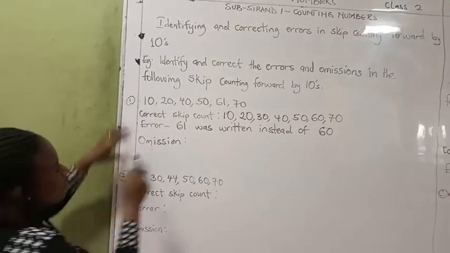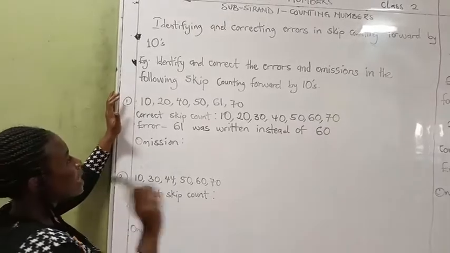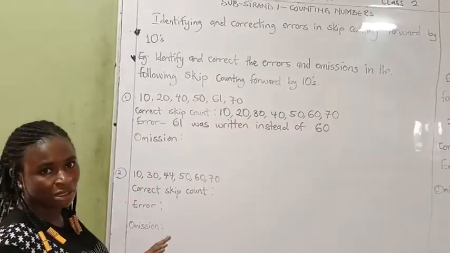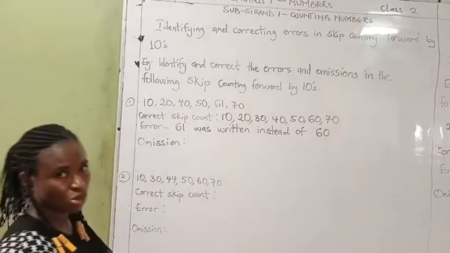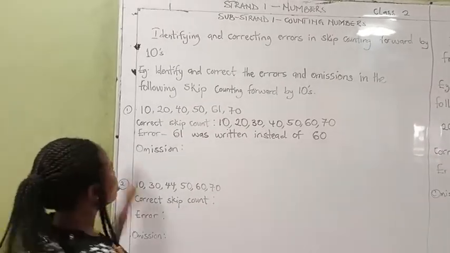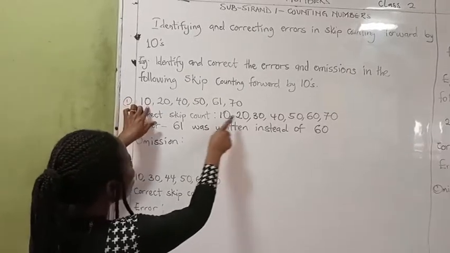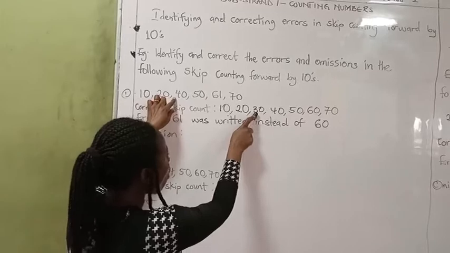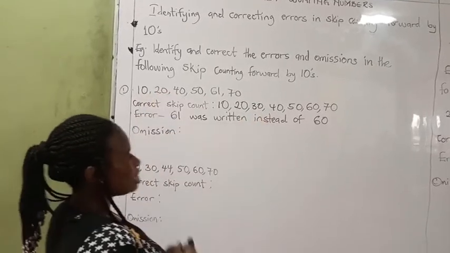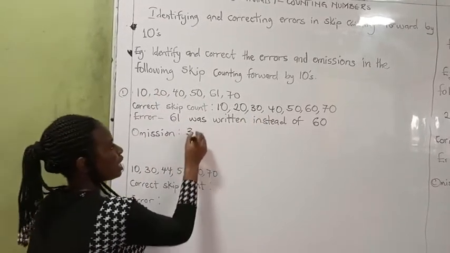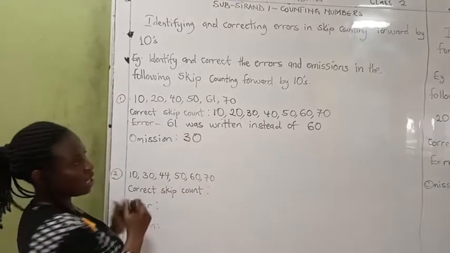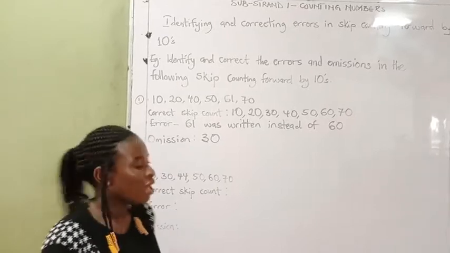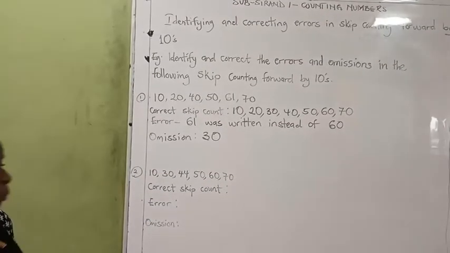Now what is the omission? So we have to go and look for the omitted number. The number that has not been written at all in the numbers that we were given. It was skipped. It was not written. Okay, so let's look at it. We have 10 here. We have 20. Do we have 30 here? No. But we have 40. So it means 30 was skipped or 30 was not written. And 30 is the omitted number. Are we clear?